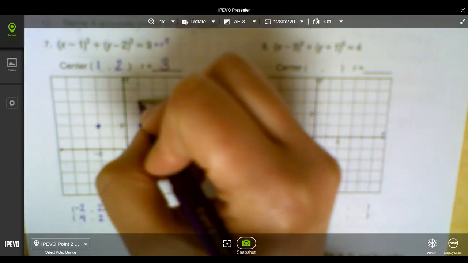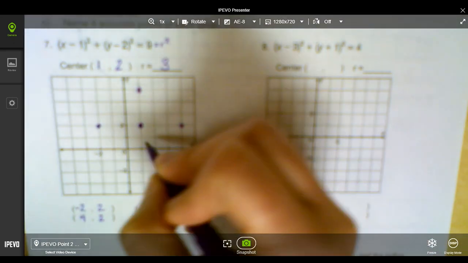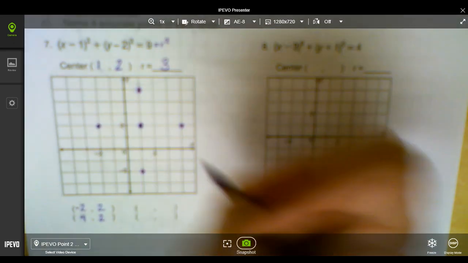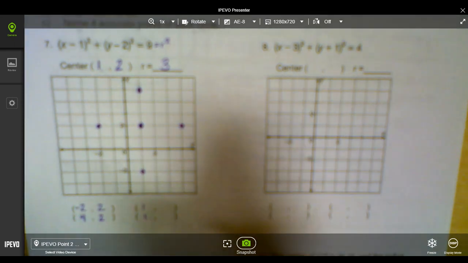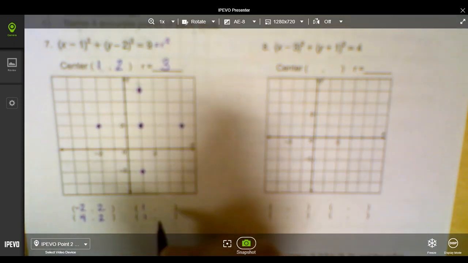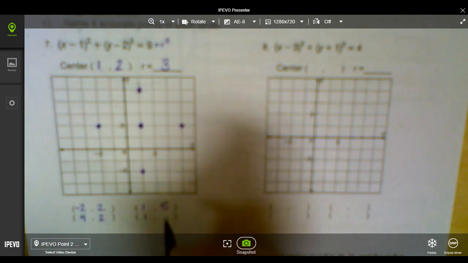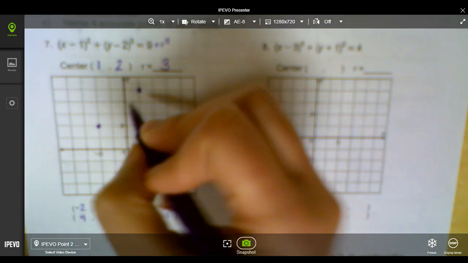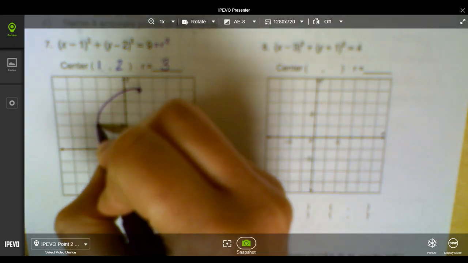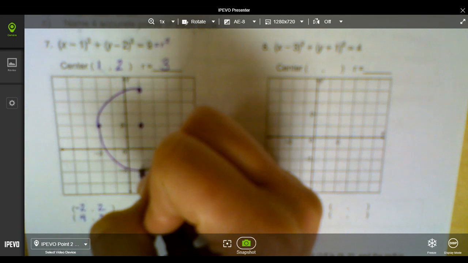All right. 3 up and 3 down. So for these ones, my x's are going to stay the same. I'm going to add 3 to my y over here, which is going to be 5. And then I'm going to subtract 3 over here, which is just going to be -1. And then you can do your best to draw in your circle.